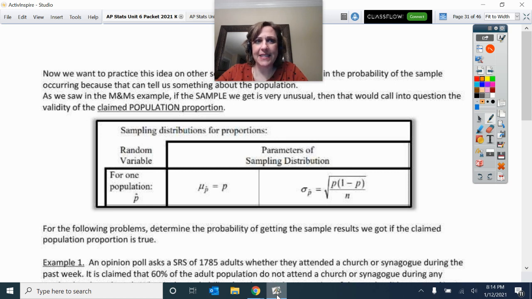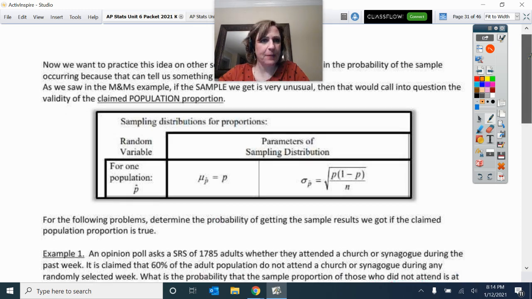So let's put this idea into action. Let's put these formulas into play and see what's happening. So here we go.